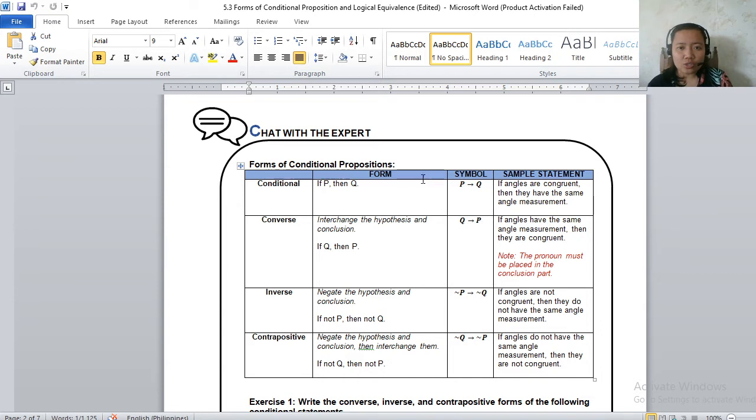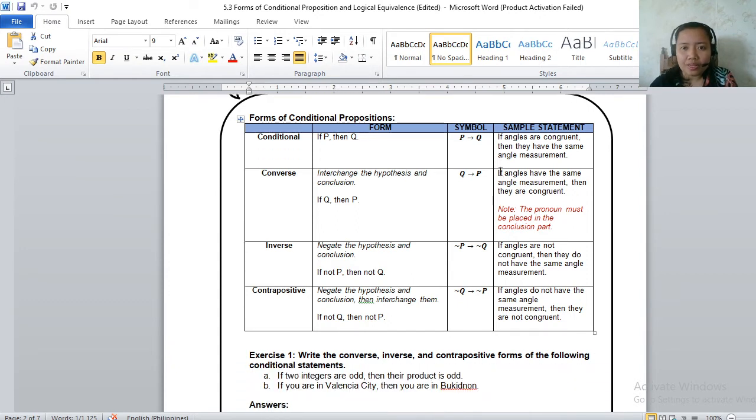So let's try to look first at the symbols. This is the symbol for conditional. This is the symbol for converse. This is the symbol for inverse, and this is the symbol for contrapositive. For the sample statement, the conditional proposition: if angles are congruent, then they have the same angle measurement. For the converse sample statement: if angles have the same angle measurement, then they are congruent. So they are being interchanged.